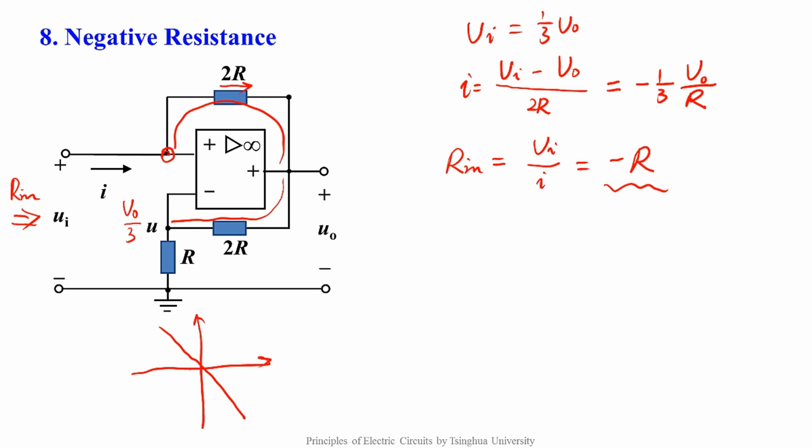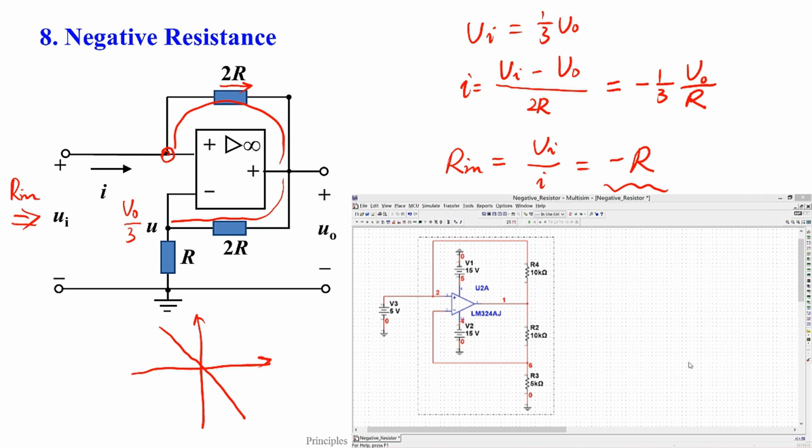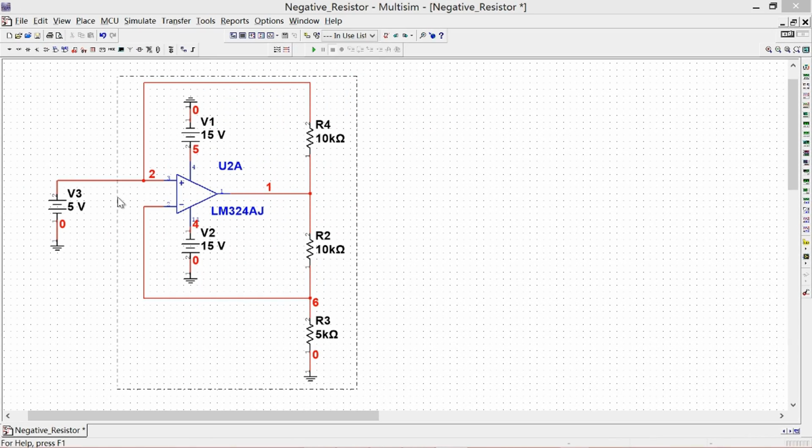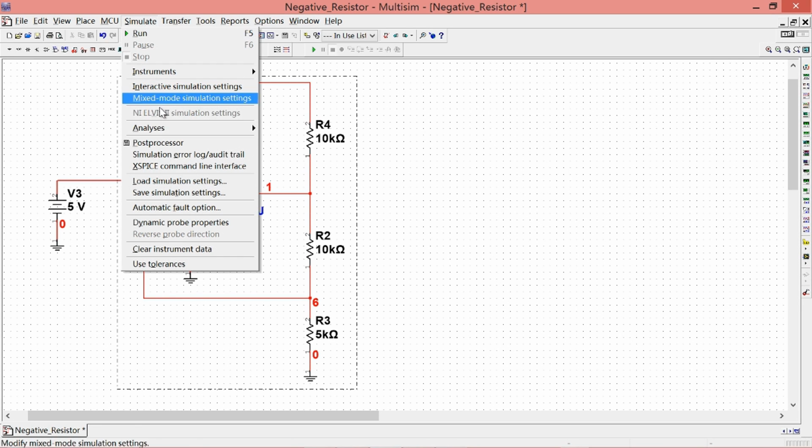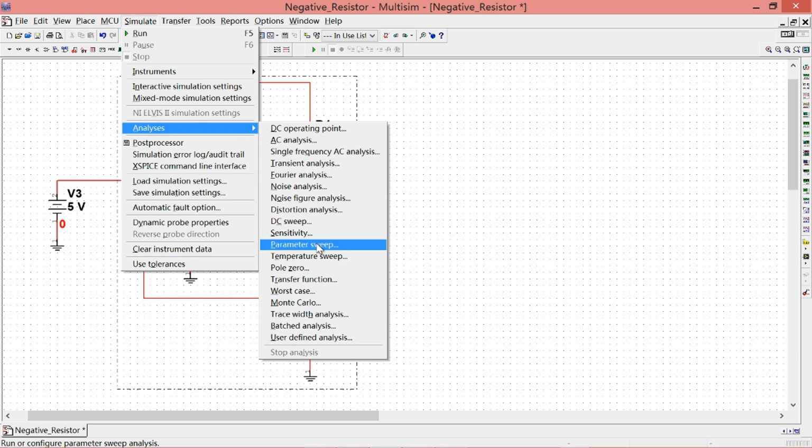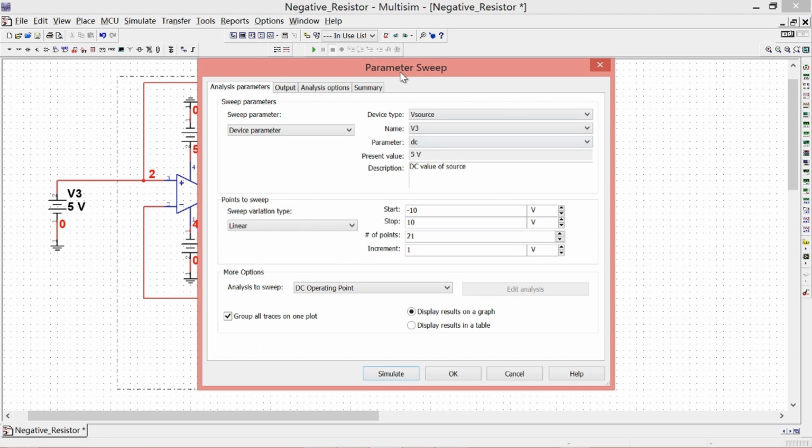Let's see whether the simulation result of the relationship between the voltage and the current of this port agrees with the theoretical analysis. According to the theoretical analysis, seen from the input terminals, the circuit in the dashed box is equivalent to a negative resistance. The negative resistance is minus 5 kilo ohms. With respect to the circuit in the dashed box, we'll calculate the input current due to different input voltage V3. Click Simulate, Analysis and Parameter Sweep.